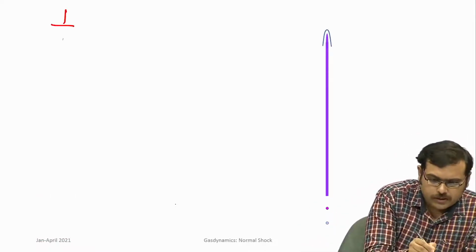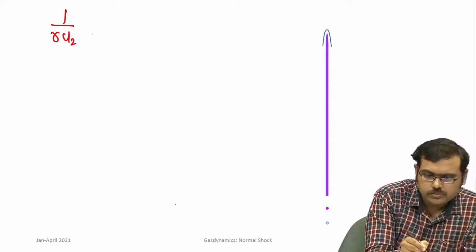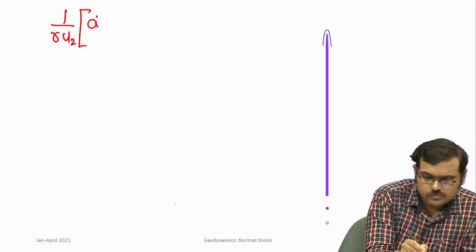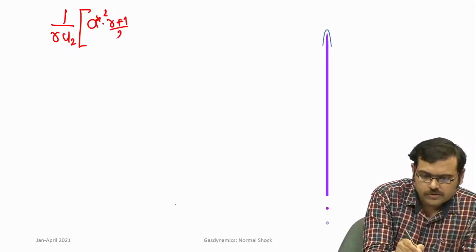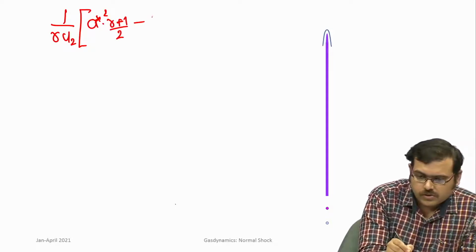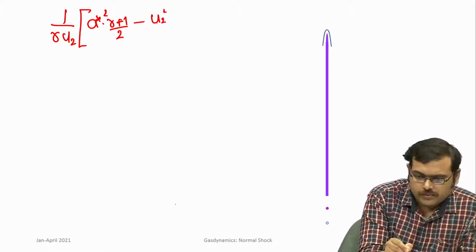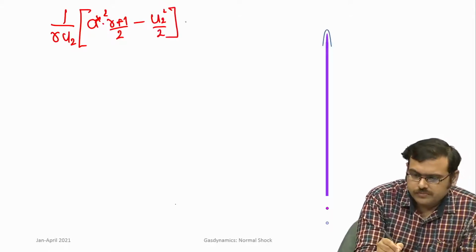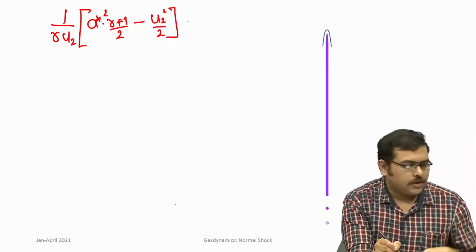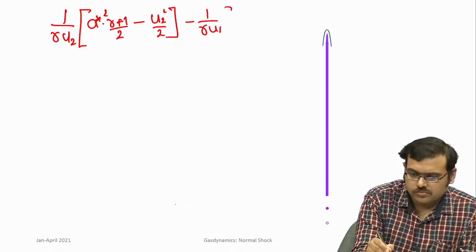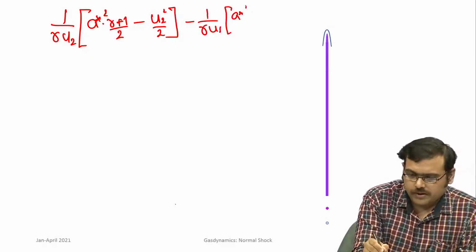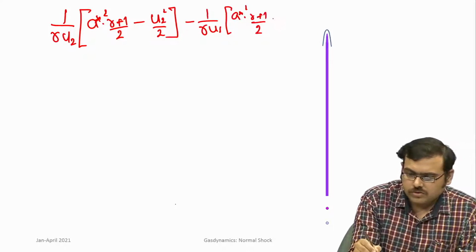So 1 by gamma u2 into (gamma plus 1 by 2 minus u2 square by 2), and subtracted by 1 by gamma u1 into (a star square gamma plus 1 by 2 minus u1 square by 2).